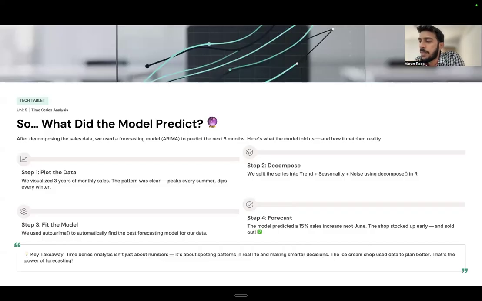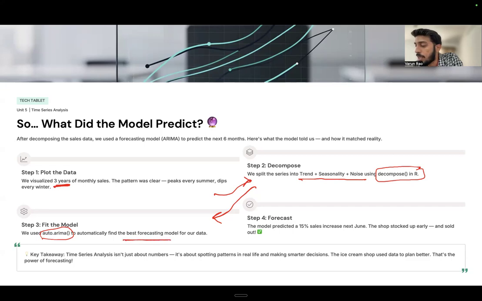So the first step is to visualize the 3 years of monthly sales. In the second step, you would be splitting the data into trend, seasonality, and noise. In order to do this, you have a function in R called decompose. Once you have decomposed the information, you would go into step 3, which is to fit the model. How do we fit the model? To fit the model, we have a function called auto.arima. We use auto.arima to automatically find the best forecasting model.